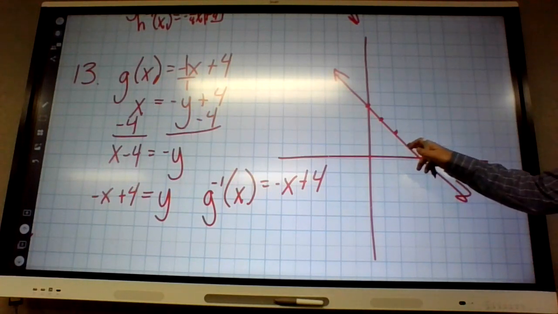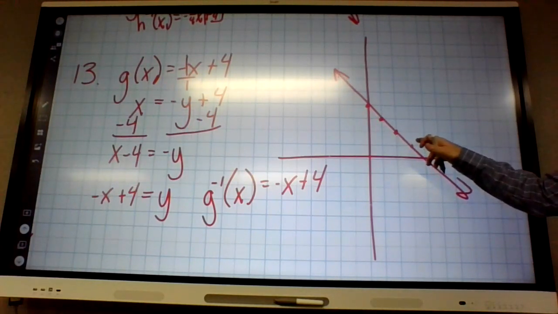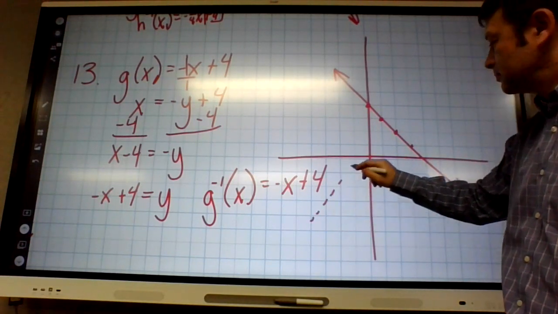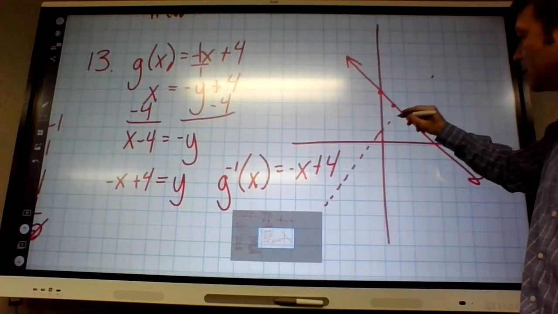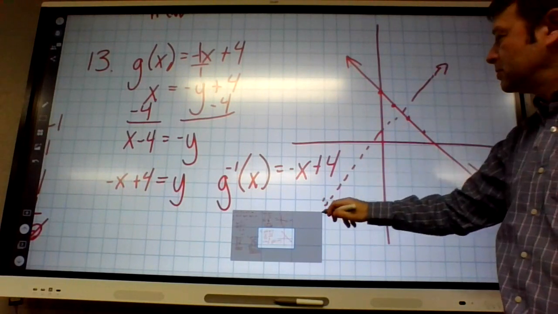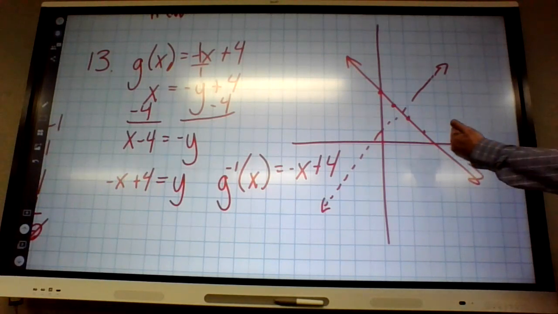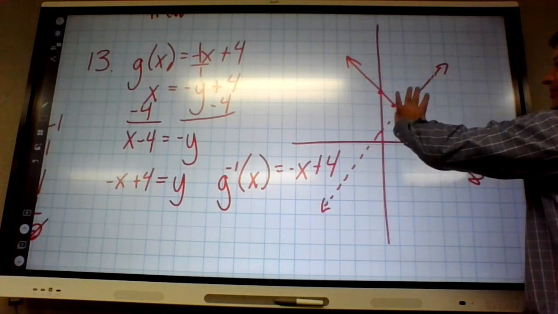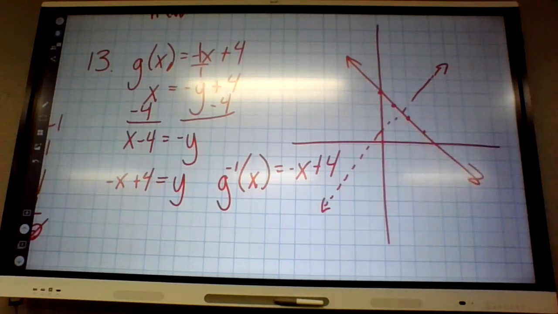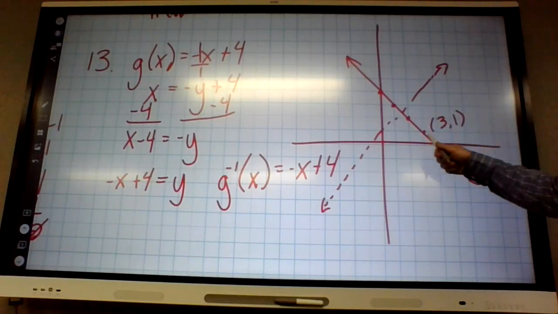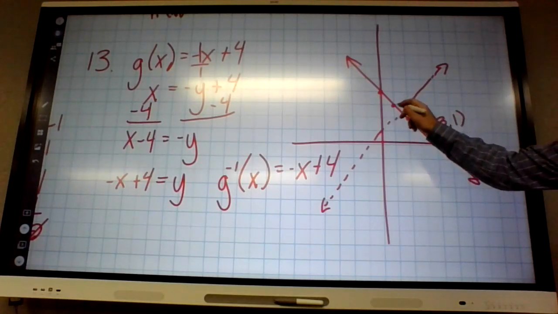Okay, why is the function and its inverse the same thing? Because it hits the line y equals x. If you fold this diagonal over this diagonal, they are the same. So it's a reflection of itself over that line. Or if you look at the coordinates of these points, like this is (3, 1) right there, (1, 3) is right here.